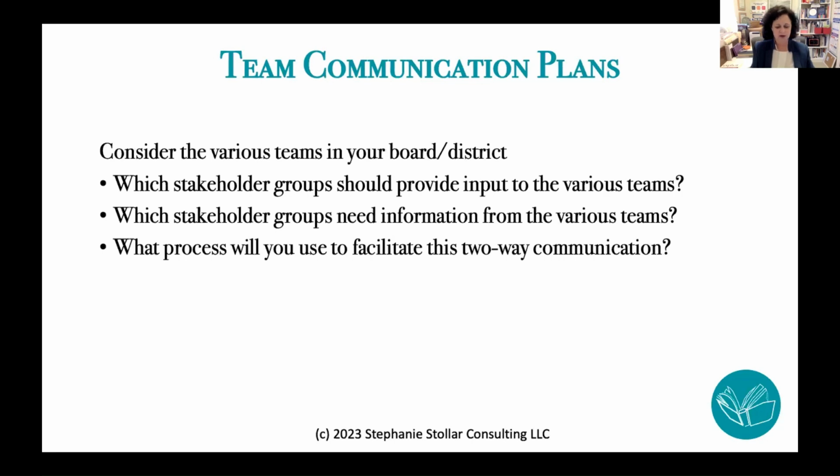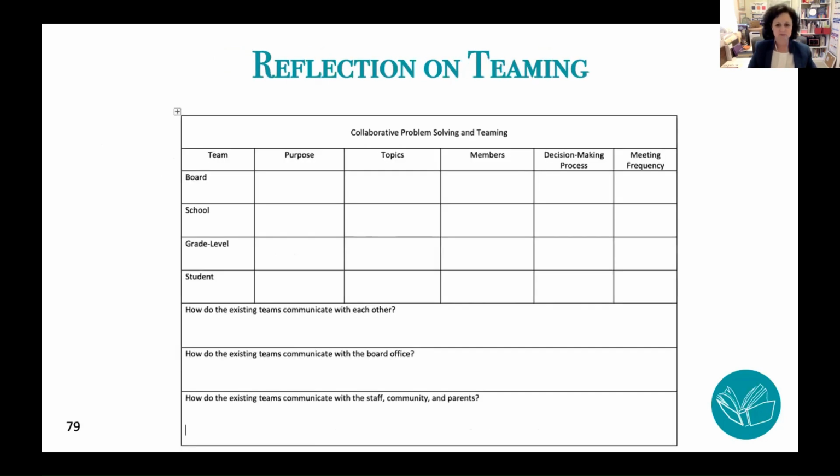Because you have teams working at all of these various levels, there really needs to be a well-articulated communication plan. And that should work in both directions, right? So the school teams are communicating up to the board level, and the board team is communicating down to the school team. And that happens all across the system.